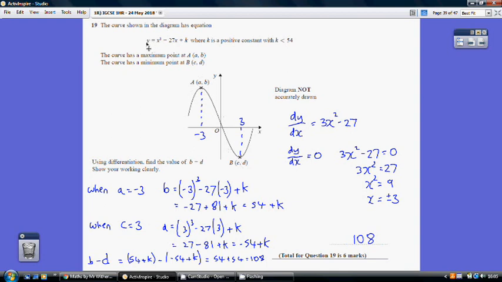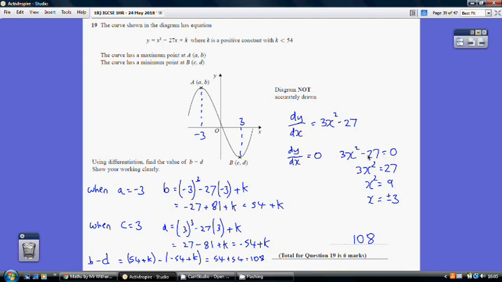So differentiating the curve, so remember how you differentiate, you multiply by the current power and reduce the power by 1. So x cubed becomes 3x squared, and minus 27x becomes just minus 27, and we lose the k. So this is the differential. At both points A and B, we know the differential is going to equal 0. The slope is going to be 0. So we can say 3x squared minus 27 is going to have to equal a 0 slope.